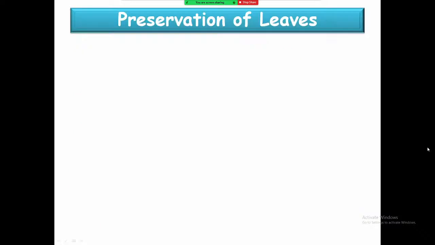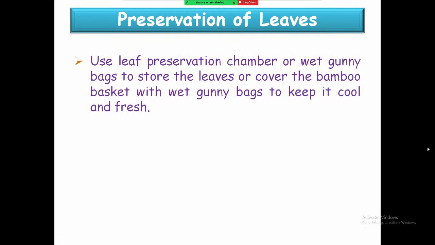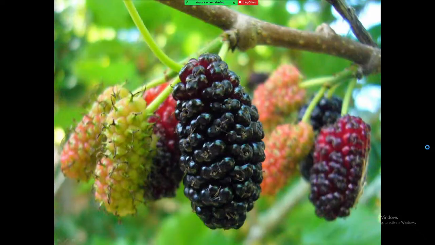And then the last point is the preservation of leaves. How can we preserve the leaves? Okay, you can preserve the leaves in a preservation chamber or wet gunny bags, or cover the bamboo baskets with wet gunny bags to keep them cool and fresh. So this is the method used for the preservation of leaves. So this is all about mulberry cultivation.